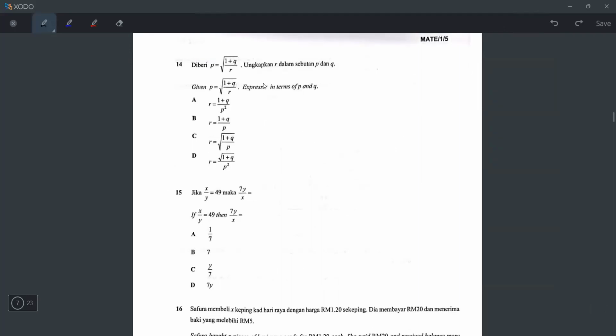Okay, let's go to number 14. Given this, okay, this is blah blah blah, express R. So I need to find R. So P equals to square root of 1 plus Q over R.